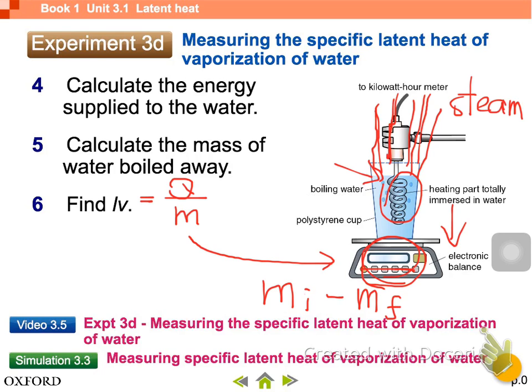Actually, the difference between Mi and MF should be the mass of water changed into steam. By measuring how much energy is transferred during such a period, we can find out the specific latent heat of vaporization of water.